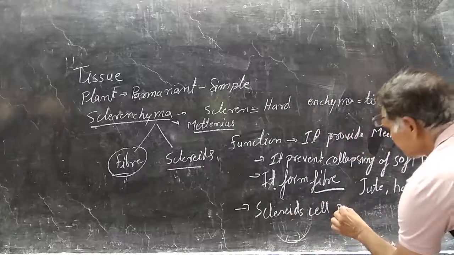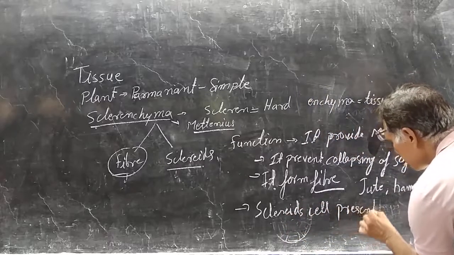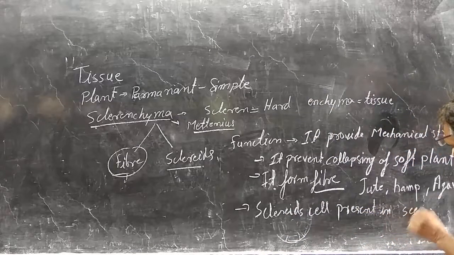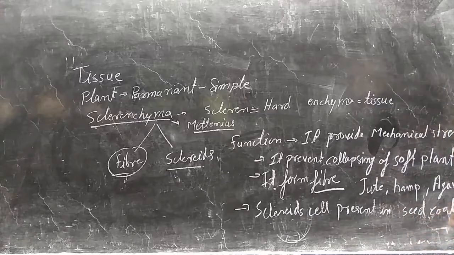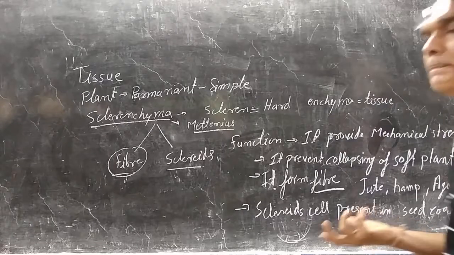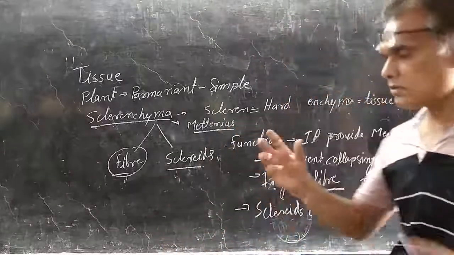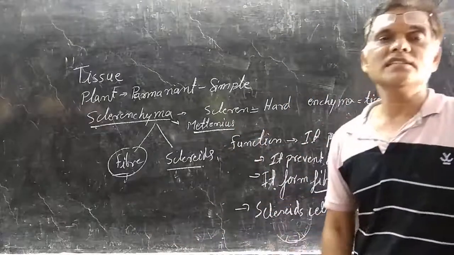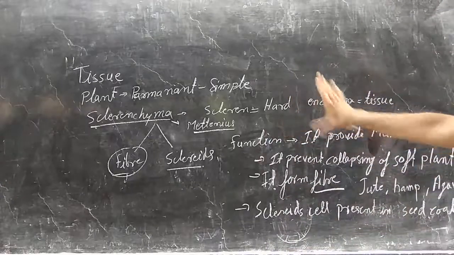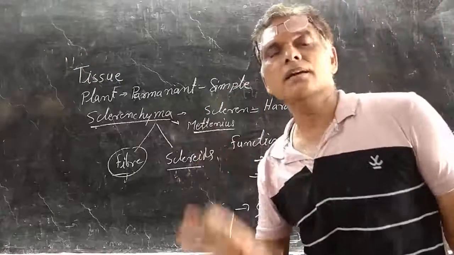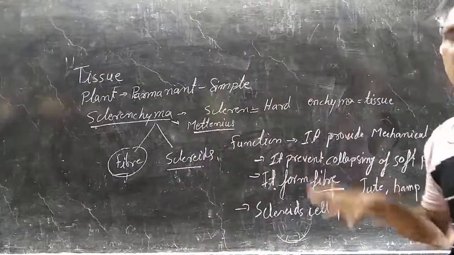Sclereids are present in the seed coat of the seed, where they provide protection. In different types of seed coats, just like in the legume pea plant, the seed coat covering also uses these cells. So the main function of sclerenchymatous tissue is to provide mechanical strength and protection to the plant body.